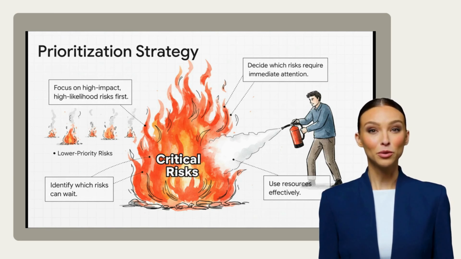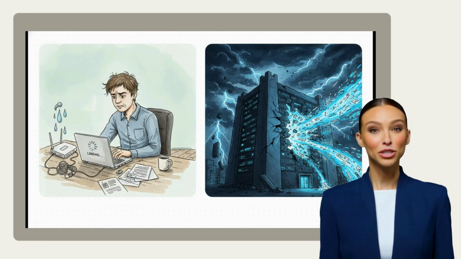What this whole framework does is help you make a conscious decision about which fires need to be put out right now and which ones can safely smolder for a bit. The whole point is to get the maximum amount of protection by using your resources in the smartest way possible. Let me give you a classic example, a real dilemma that teams face.